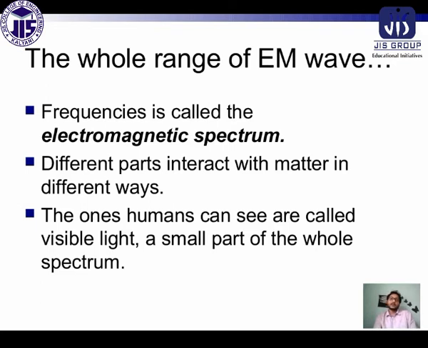The part humans can see is called visible light, a small part of this whole spectrum. This spectrum has a different range, as we have discussed. As an example, the wavelength can range from 10 to the power minus 18 centimeter to 1 kilometer. Based on these values there are different names, and whatever we can see with the human eye lies in a particular range. This range of light is called visible light.